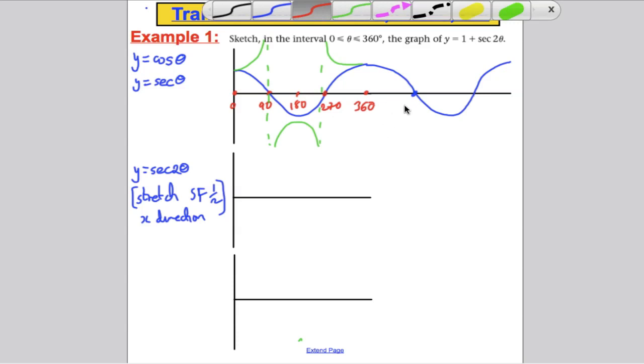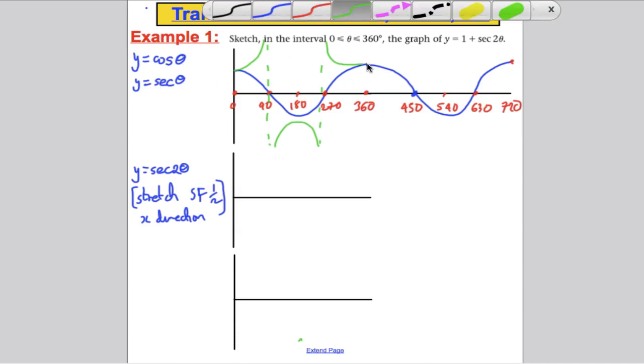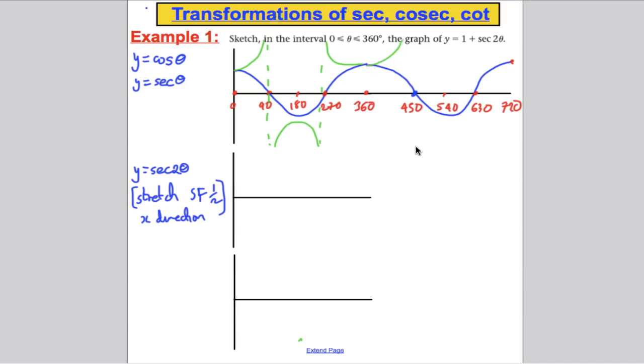Okay, the key points here will be another 90 across, which would be 450. This point here would be 540. This point here would be 630. And this point here would be 720, and the corresponding sec looks something like that, and something like that, although that should come up there and actually touch. Okay, so it helps to extend it out to 720 so I can mark the key points when I squash everything.